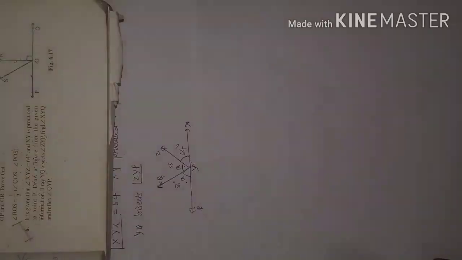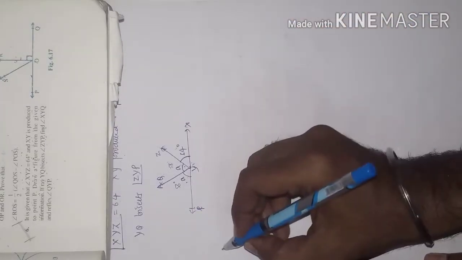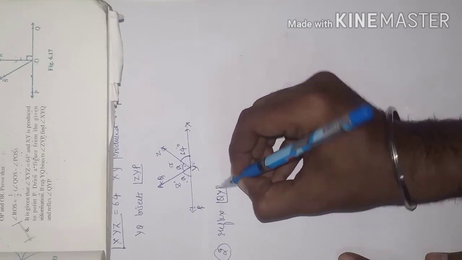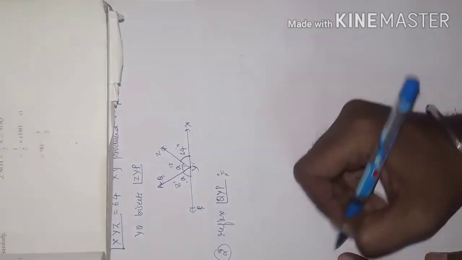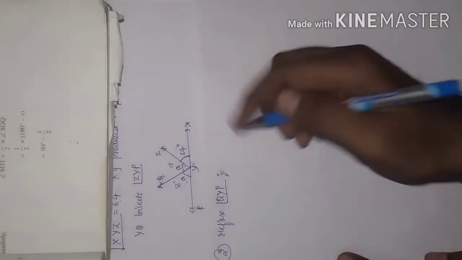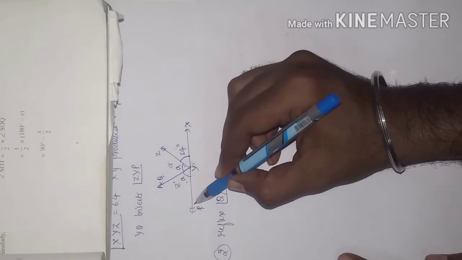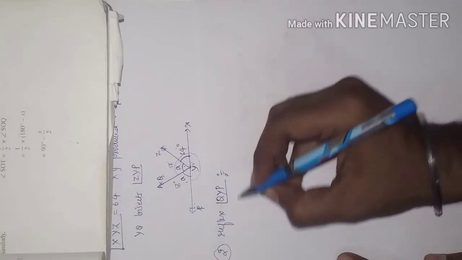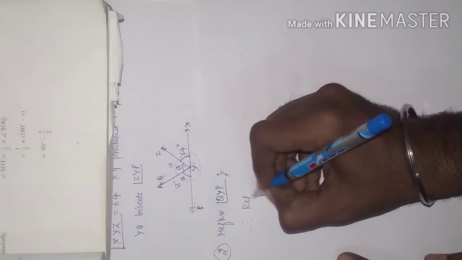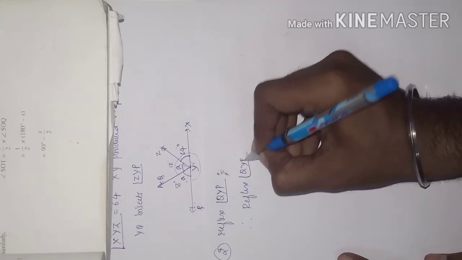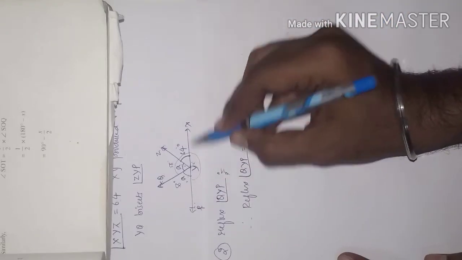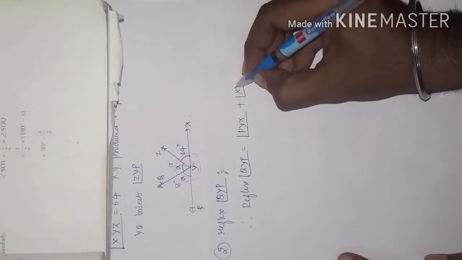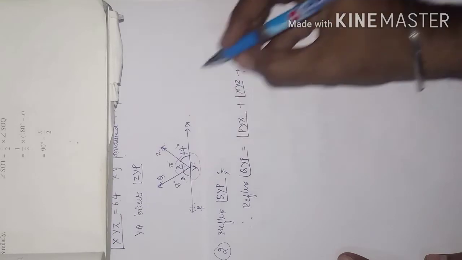Now we'll use the diagram here. They are asking us to find the second one, the reflex of angle QYP. This we have to find. Reflex of QYP means the sum of these angles is equal to the reflex of QYP. So the reflex of angle QYP is equal to angle PYX plus angle XYZ plus angle ZYQ.